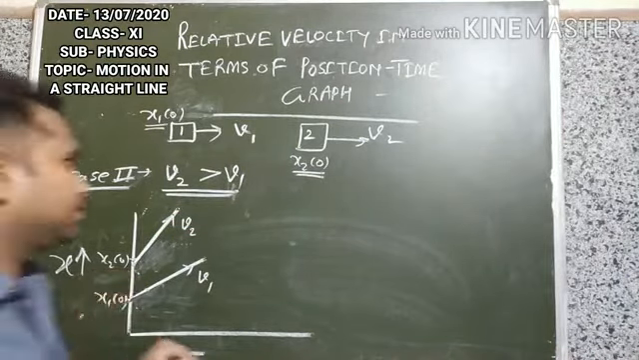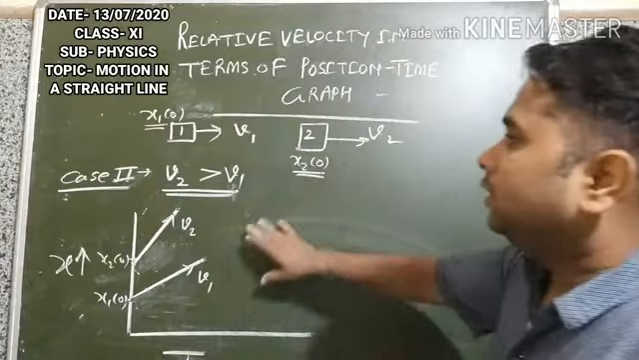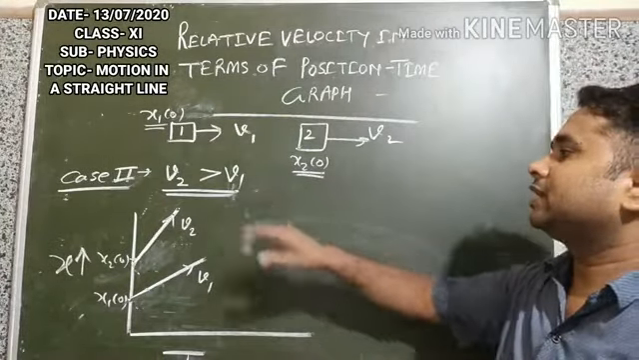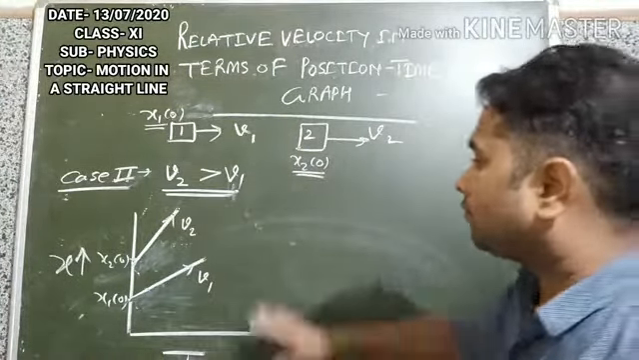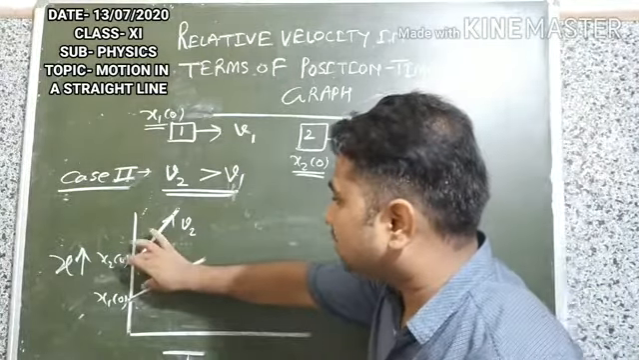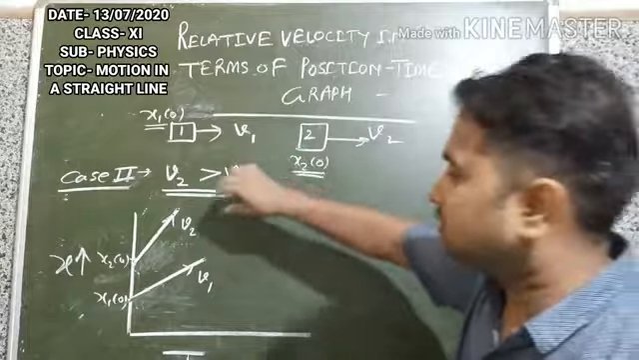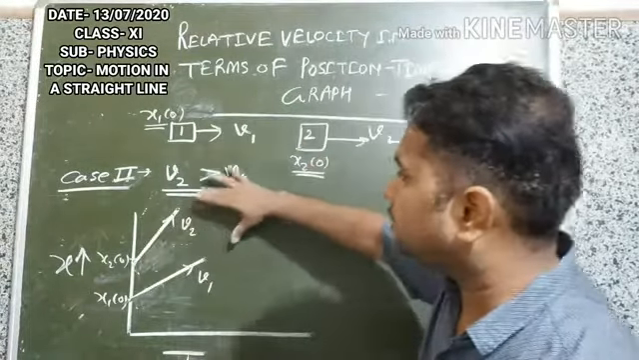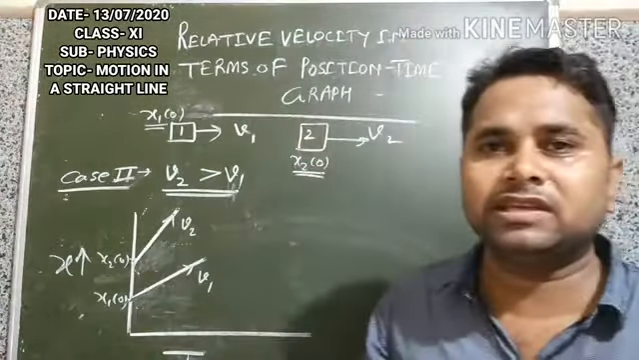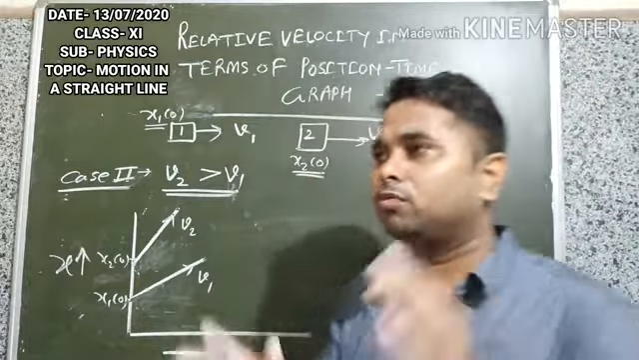And see here what happens. In this case, when v2 is greater than v1, the separation between both lines gradually increases. The separation between both will gradually increase. This is exactly like the last case. See, it is very easy to understand.